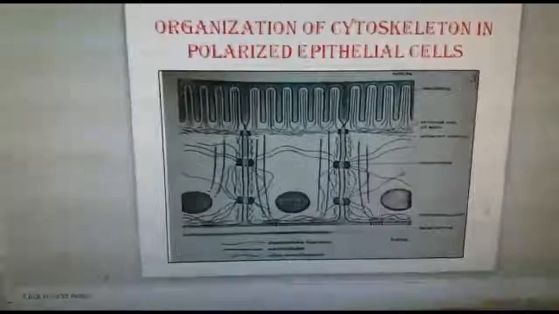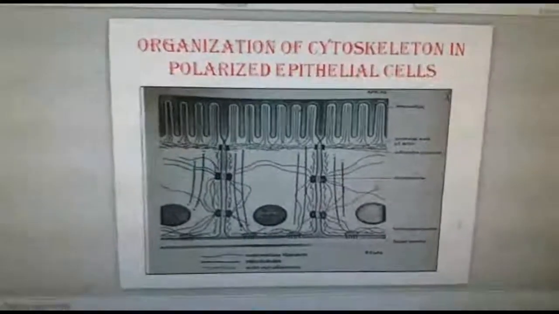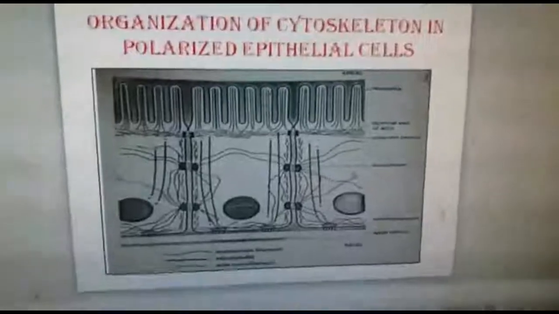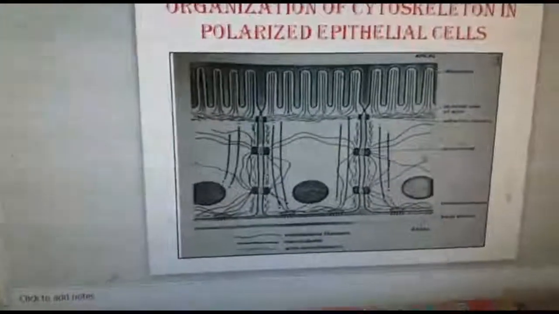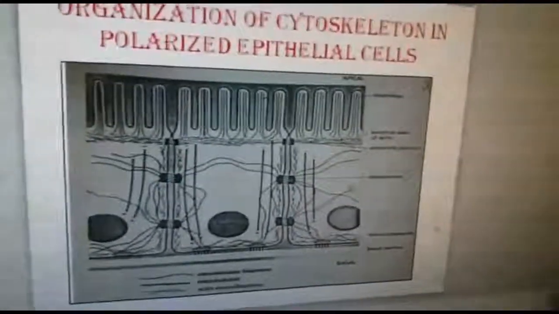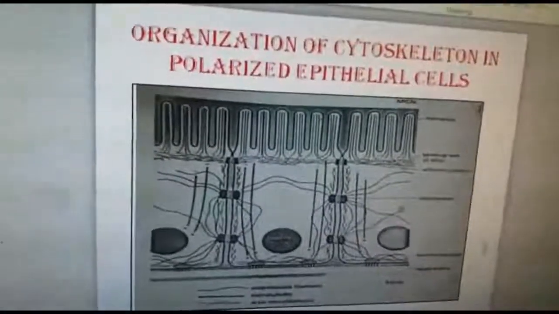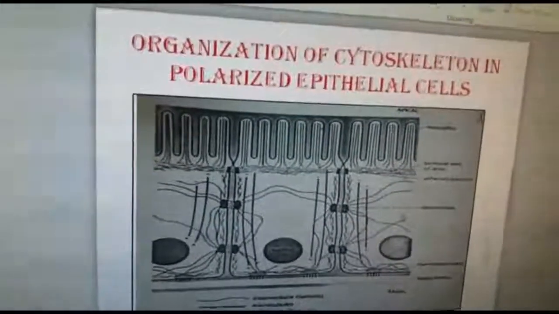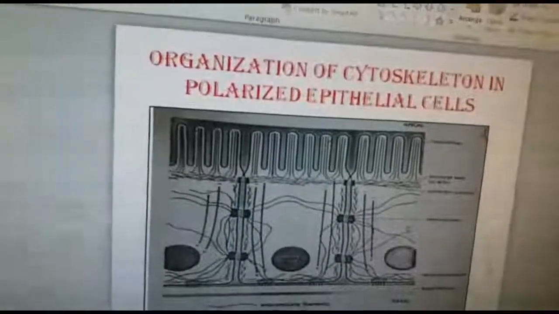Now look at this slide. Here I am showing the organization of the cytoskeleton in a polarized epithelial cell. This is a very vital one. These polarized epithelial cells are a very good example of the action of the cytoskeleton. All the components of the cytoskeleton cooperate to produce the characteristic shapes of specialized cells, including the epithelial cells that line the small intestine.